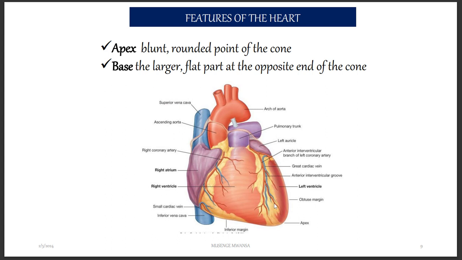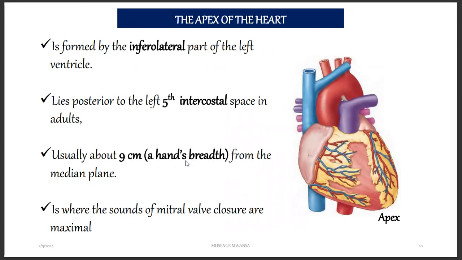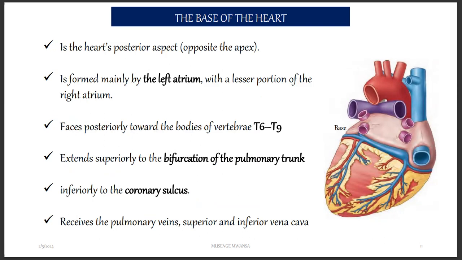The apex of the heart is found on the bottom here, while the base is located on the posterior end there. The apex of the heart is inferolateral, found laterally in the fifth intercostal space. It's 9 centimeters from the median plane. So if you come on the midline of the body, 9 centimeters from the midline in the fifth intercostal space, that is where we find the apex. And if you want to listen to the mitral valve, you use where the apex is.